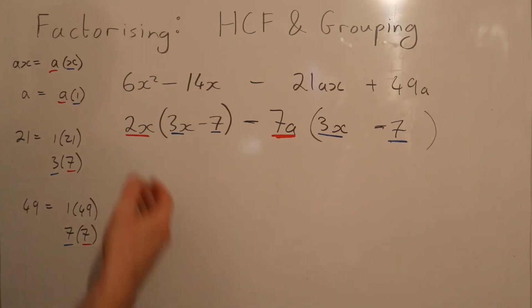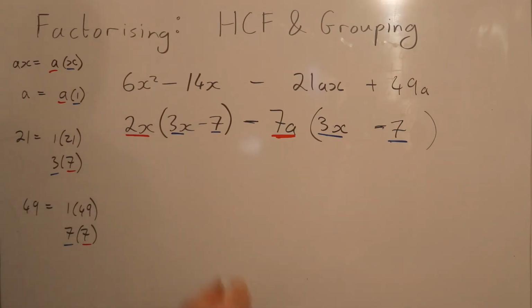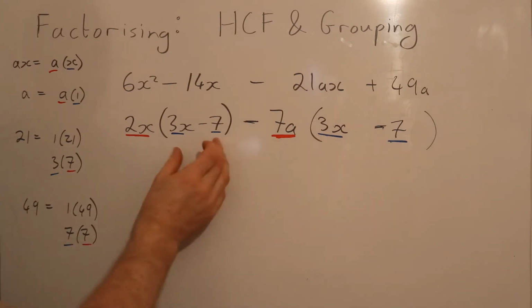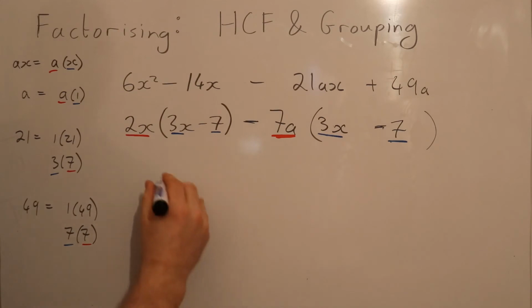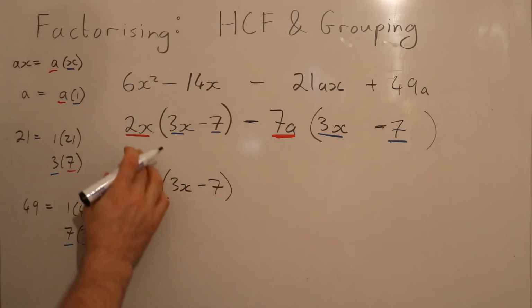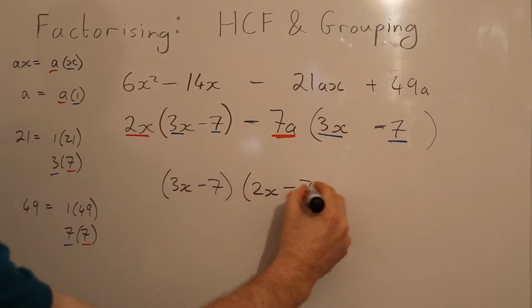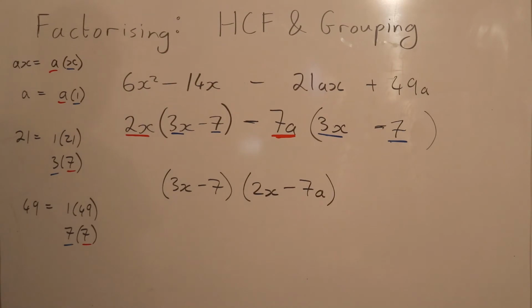Now looking at what we have here, we've done highest common factor once, we've done it a second time. We can see now that we have a new common factor. We can do highest common factor a third time. We just need to take this bracket out to our front and multiply it by the 2x and the minus 7a. And so we have fully factorized it now. We partially factorized here and here, but we've now fully factorized.